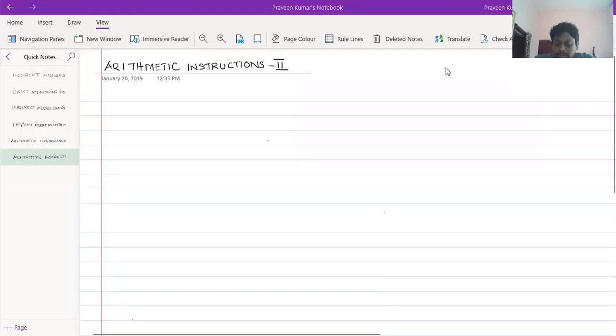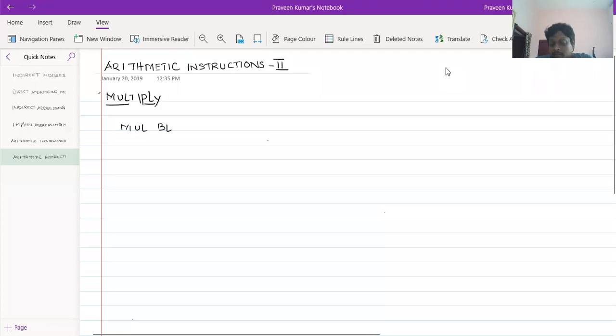Hello everyone. So we are going with the next arithmetic instruction, that is multiply. In multiplication, the instruction will be like this: MUL BL.